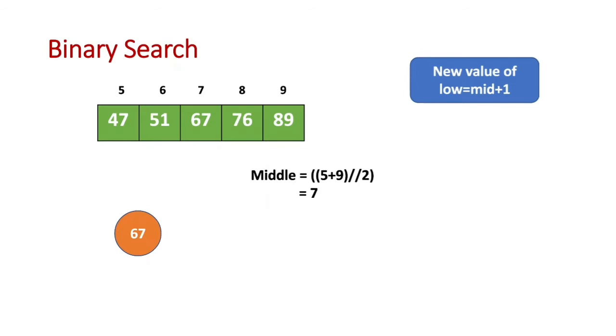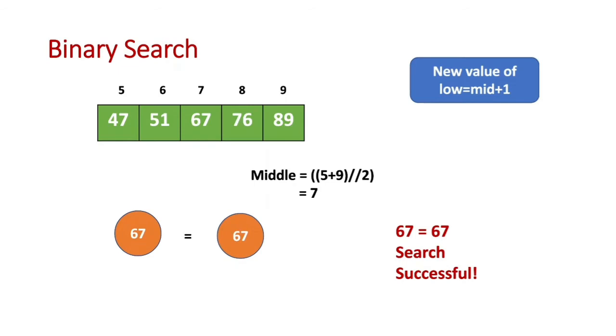Now the lowest index is 5 and the highest index is 9. On calculating, I got 7, and the element at the 7th index is 67. So it is equal to 67, the key to be searched, and therefore the search is successful. That is how we discarded half of the array. The elements are cut down by half, therefore reducing the number of comparisons. Here we are only comparing the key with the middle element, whereas in linear search, we have to compare each and every element with the element to be searched sequentially. Therefore, binary search has better performance than linear search.